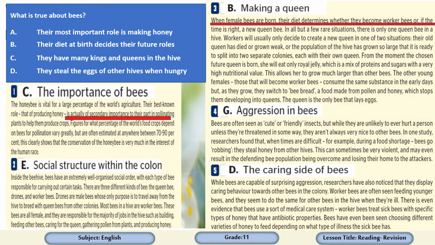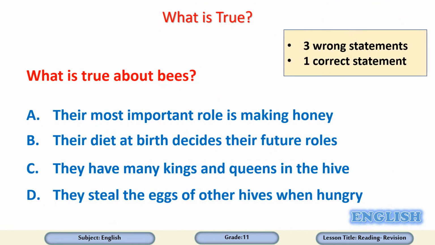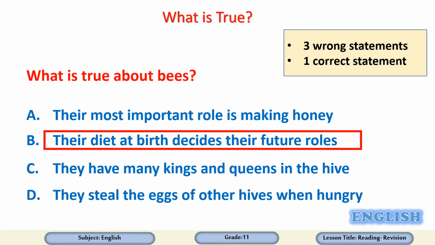C, they have many kings and the queens in the hive. And paragraph 3 says there is only one queen. So C is also wrong. D, they steal the eggs of other hives when hungry. But here the text says they steal honey, not eggs. So D is also wrong. And the correct answer will be B. So the correct answer will be B.